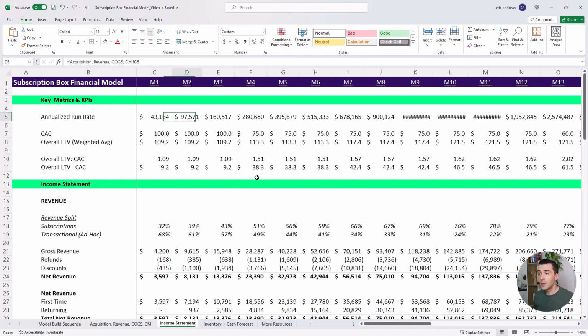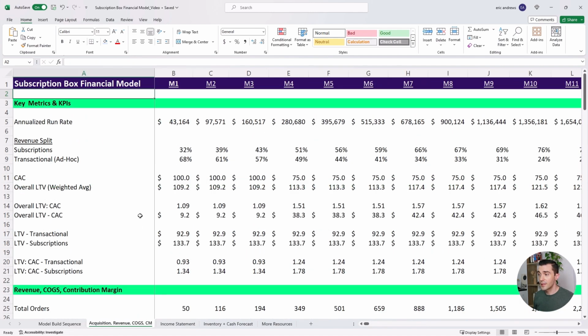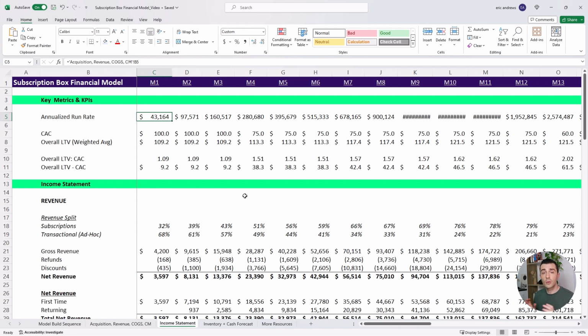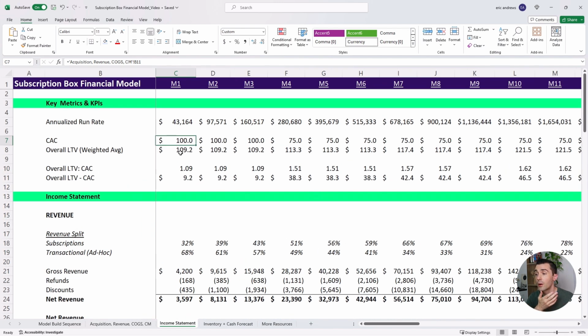And so you have your annualized run rate, which we're pulling in from this tab here. And what this is, is just your revenue multiplied by 12. So we are saying that we are on a 12-month run rate of $43,000. Then we have our CAC, overall LTV. Then we have our LTV divided by CAC. So we're saying our CAC is $100. And our weighted average LTV, between a portion of our customers being ad hoc customers and the other portion of our customers being subscription customers, is $109.